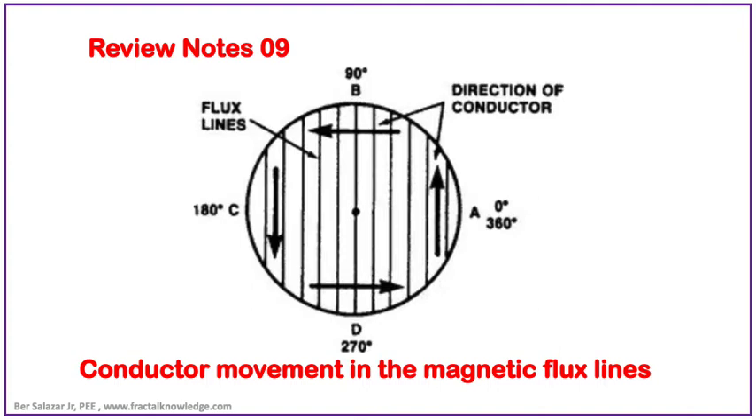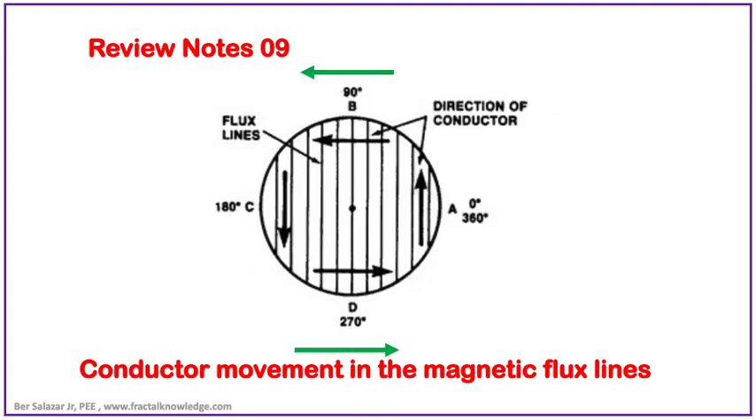As shown, at point A, 0 degrees, and point C, 180 degrees, the conductor is moving parallel to the lines of flux. It cuts no flux line, therefore no voltage is induced and no current will flow into the wire. However, at point B, 90 degrees, and point D, 270 degrees, the conductor is moving perpendicular to the flux line. Therefore, a maximum voltage is induced and a maximum current flows into the loop of the wire.